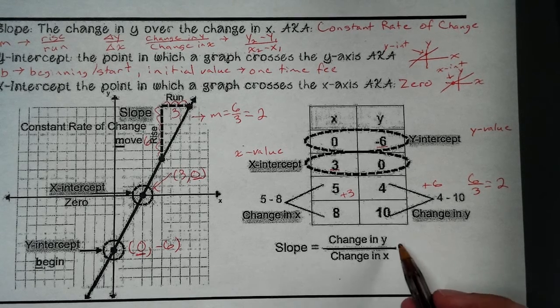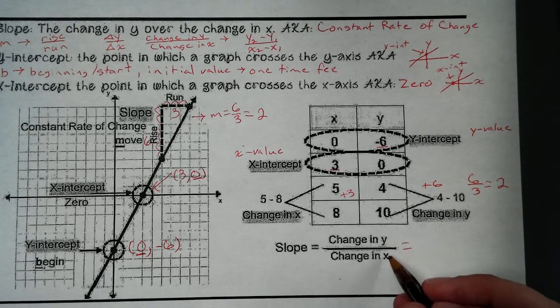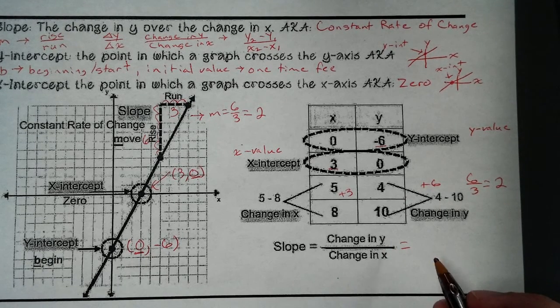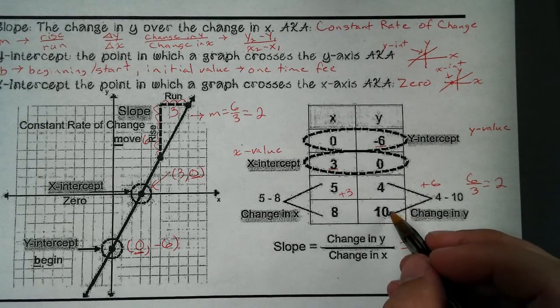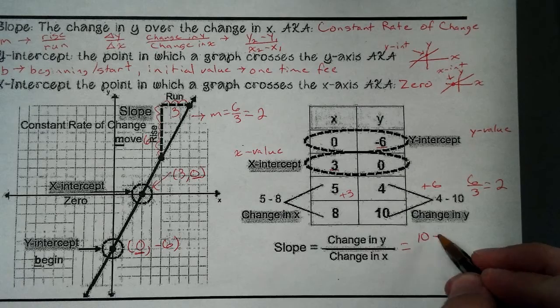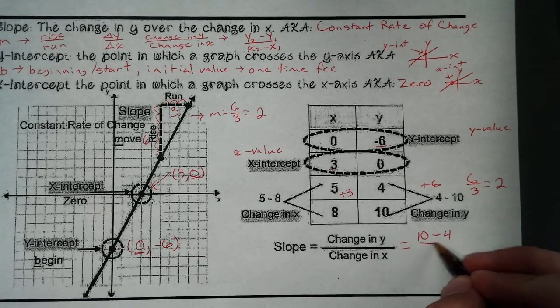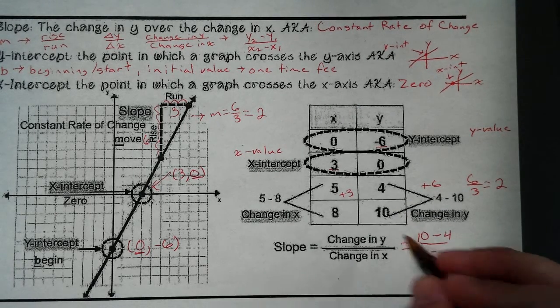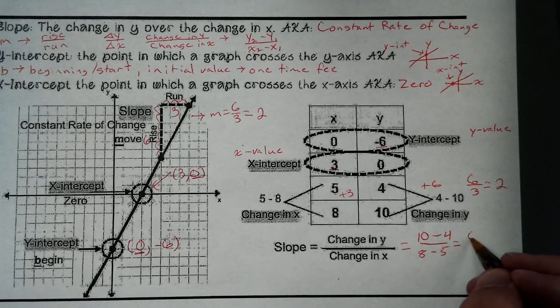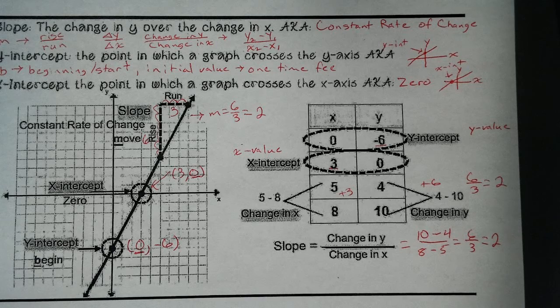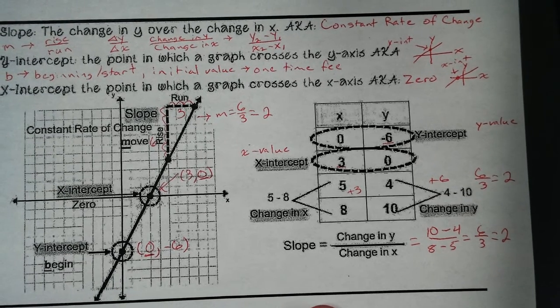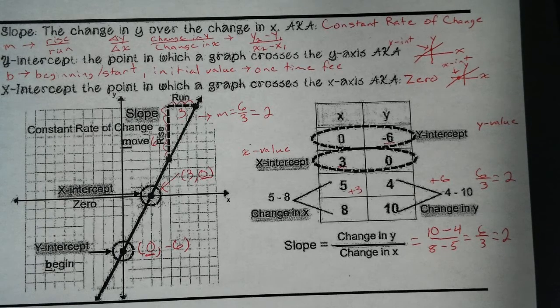Then right here they put it in our formula, y2 minus y1 over x2 minus x1. And then they picked these 2 points. So my y2 was 10 minus my y1, which is 4, over my x2, which is 8, minus my x1, which is 5, which would be 6 over 3, and that reduces down to 2. So there's a lot of different ways to do this, but just remember, the only really new term we're learning is x-intercept. That's also called the zero.